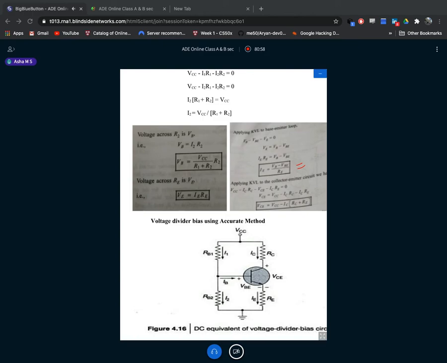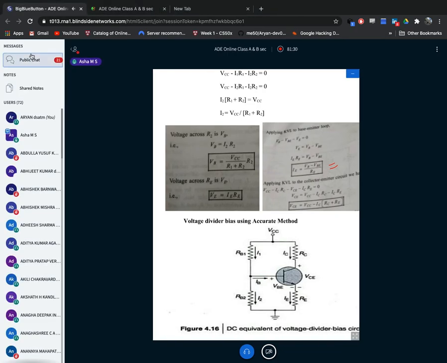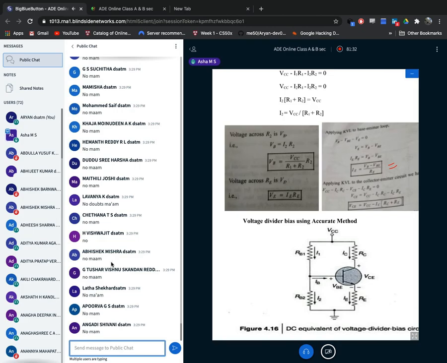So A section people are not replying. Guys, any doubts? Okay. So guys, are you in a position to take up the accurate method, or shall we see this in the next class? If you are understanding it, I will continue with the accurate method. If nothing is going into your head, let's stop here. It's a waste of my time as well as your time.